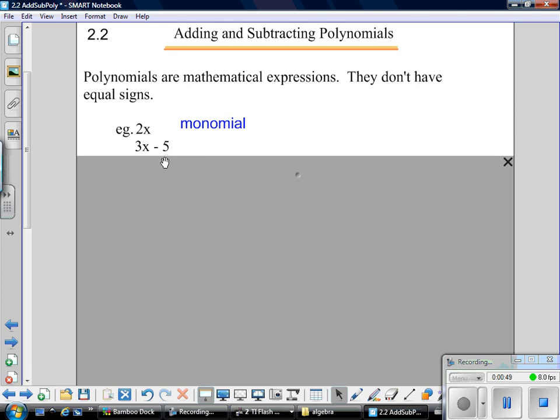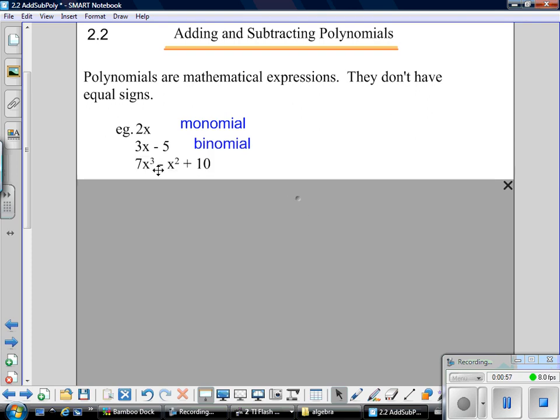Here I have 3x minus 5, two terms, a 3x and a negative 5. So that is called a binomial. And the next one has three terms, 7x cubed minus x squared plus 10, and we call that a trinomial. Now, there are other polynomials that have even more than three terms in them, and we just call them polynomials, because what do you call a seven-term item? These are the three that we spend the most time with, so that's why we want you to know that it's a monomial, binomial, and a trinomial.